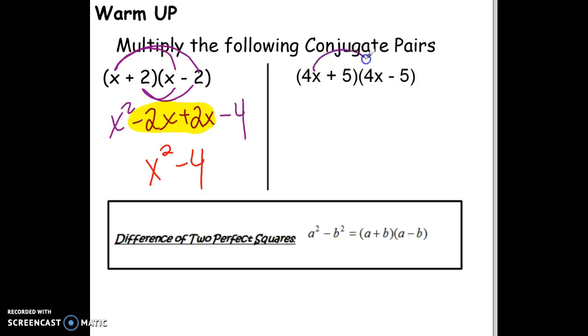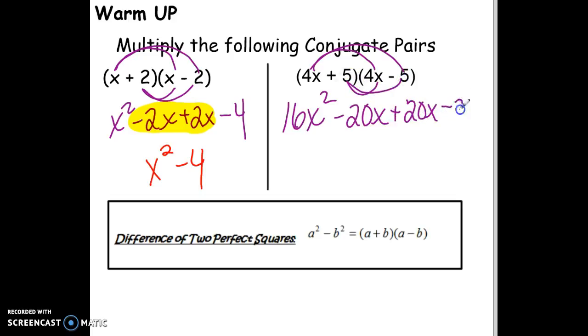Okay, 4x times 4x is 16x squared. 4x times negative 5. 5 times 4x. There are our opposites. What happens with the middle 2 terms? They make 0. So we're left with 16x squared minus 25. Okay? So factoring is to write an expression as a product. So if you remember, it's going the reverse of really what we've been doing, which is distributing.